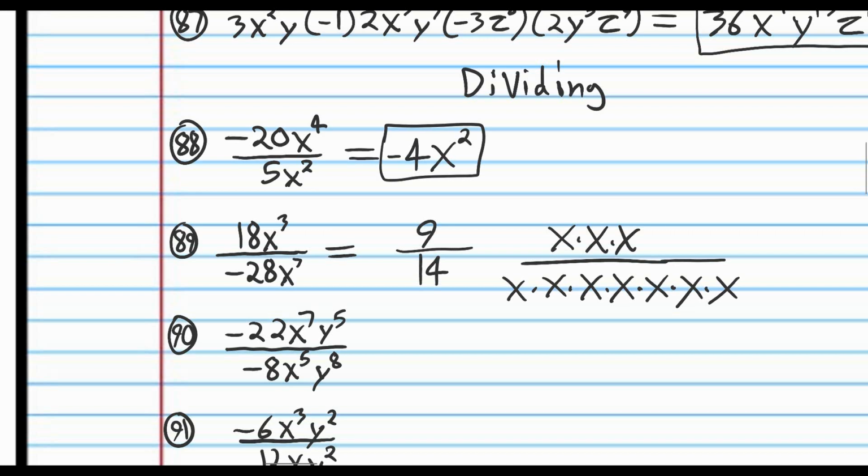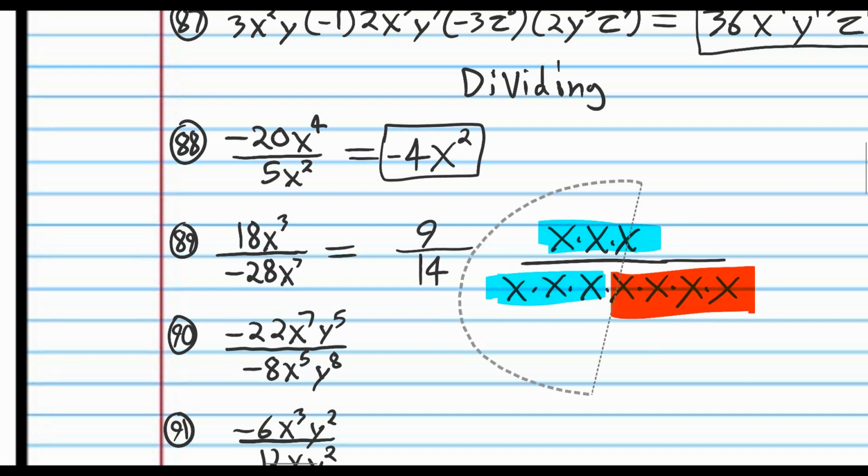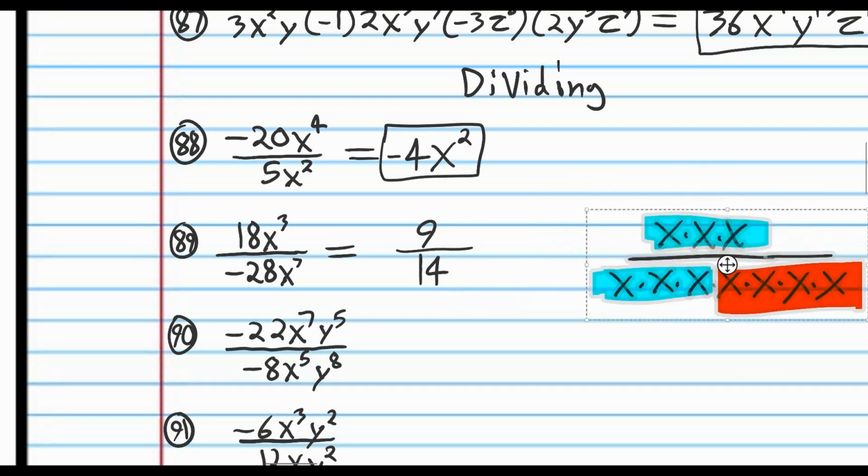So what this means is you have 3 in the top. So those 3 are going to cancel out 3 in the bottom. But in the bottom of the fraction, that's the key. In the bottom of the fraction, you're going to be left with 4 x's. So what this means, let me move this over, is that you're going to be left with 4 x's in the bottom. Not in the top, in the bottom.